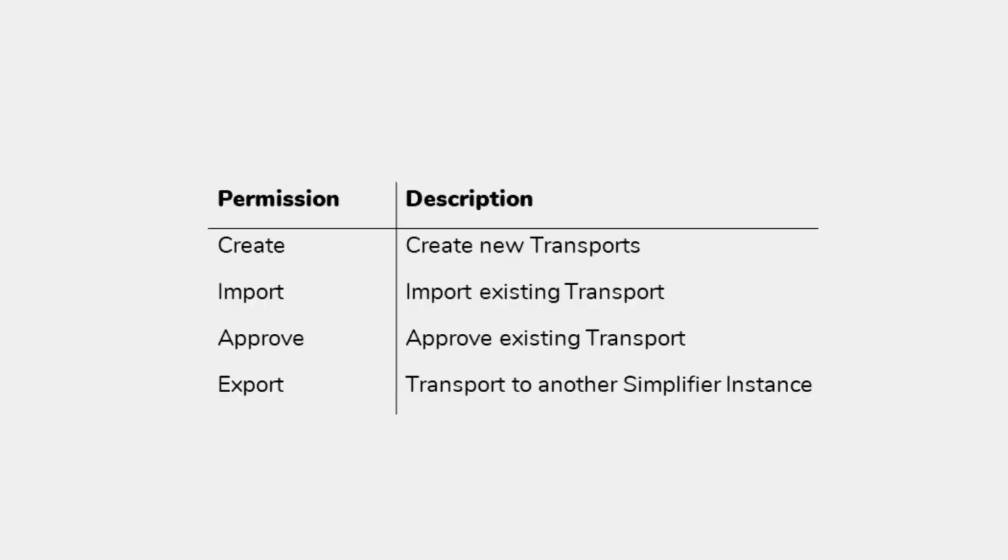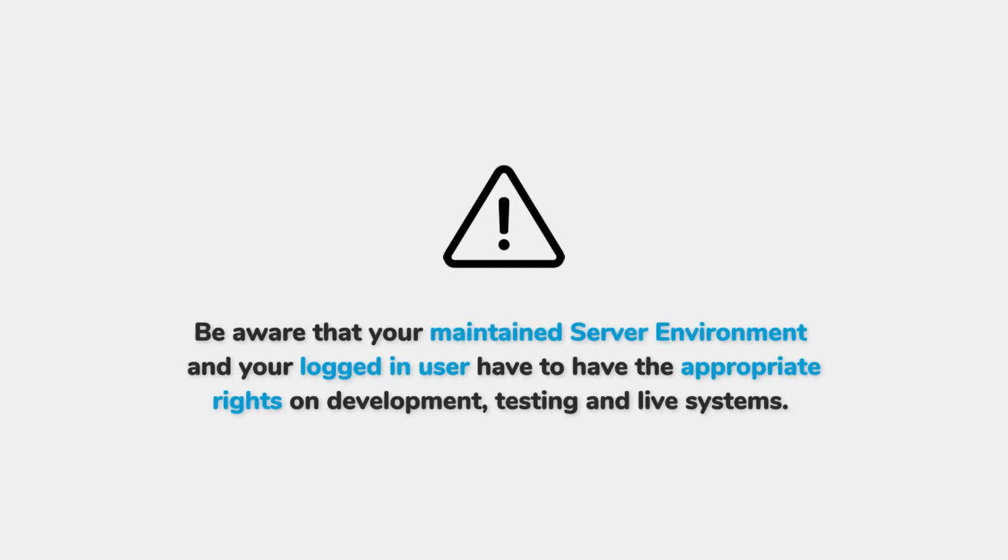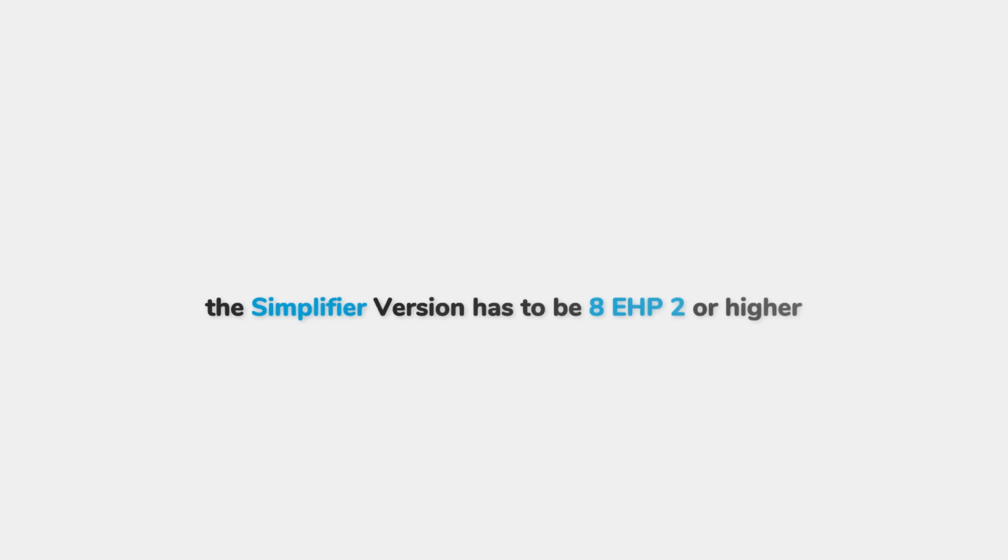If you want to transport built artifacts, you have to use either SF_developer or SF_administrator or your own role with transport permissions on every development, testing, and live system. Be aware that your maintained server environment and your logged-in user have to have the appropriate rights on development, testing, and live systems. Please note, the Simplifier version has to be 8 EHP2 or higher.